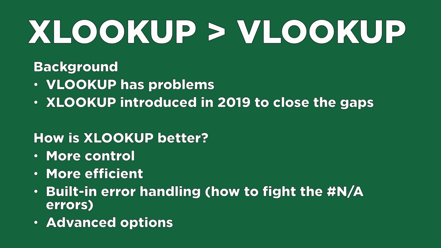It also has built-in error handling, and this is kind of like how to fight the dreaded N/A errors. If an error is encountered, you can tell Xlookup how to handle it. Whereas right now with Vlookup, you have to embed it within an IFERROR, making it a sub-function of another one. While you can handle it in Vlookup, it's really kind of a pain to do that. Xlookup is a lot easier.